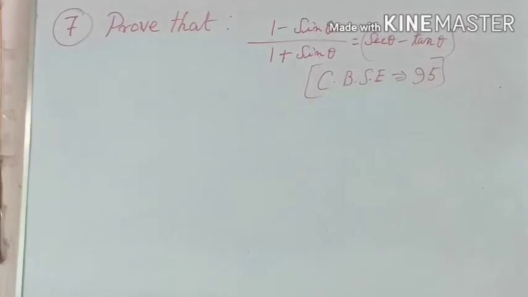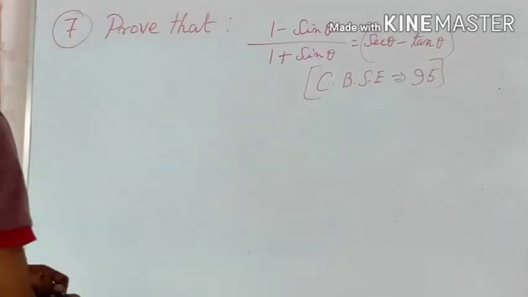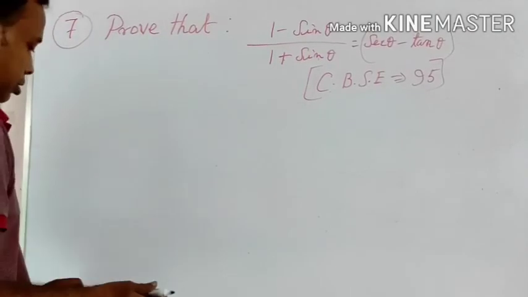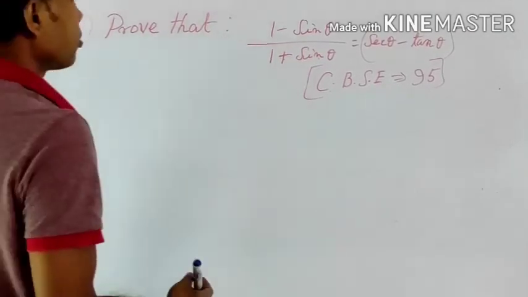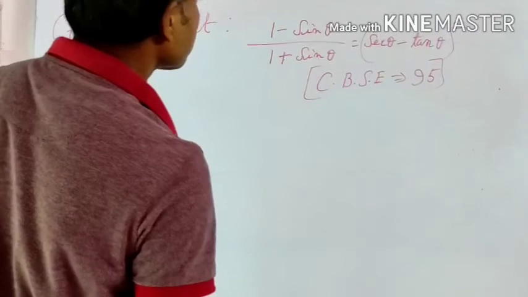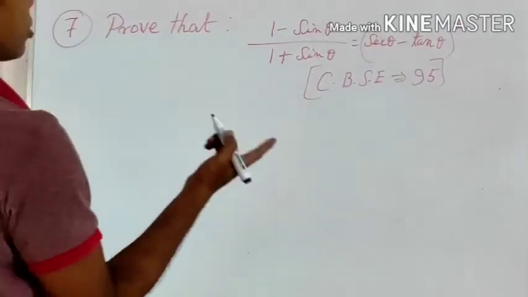CBSE class 10 question number 7, prove that 1 minus sin theta by 1 plus sin theta is equal to sec theta minus tan theta whole square.